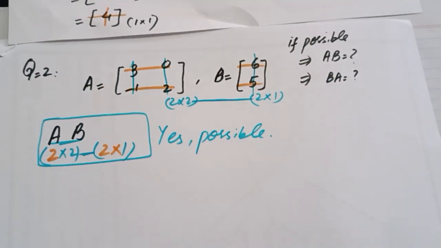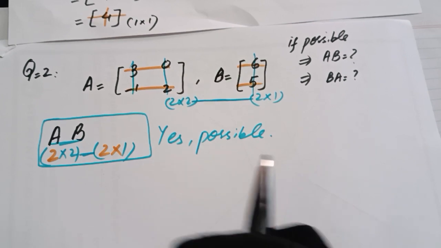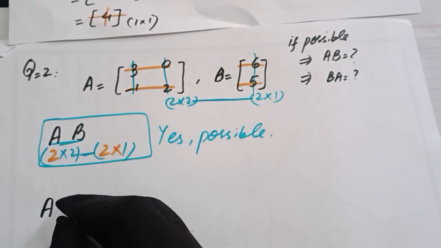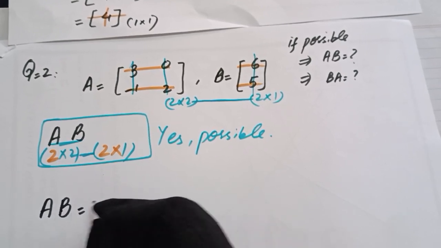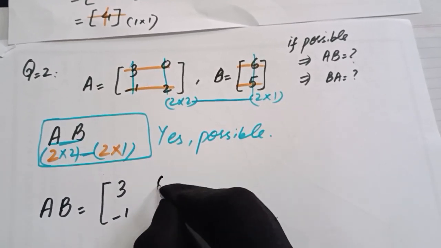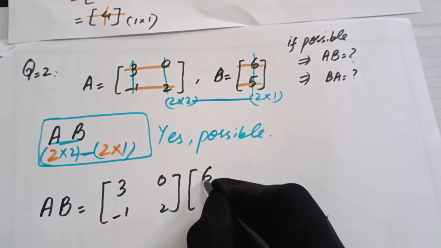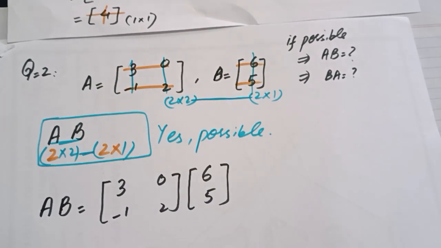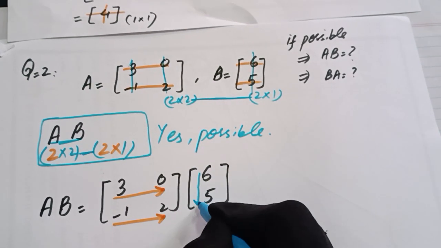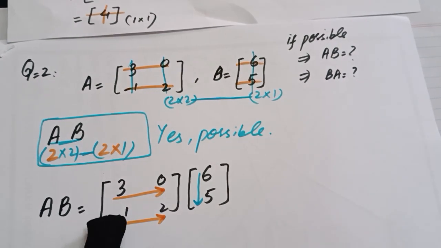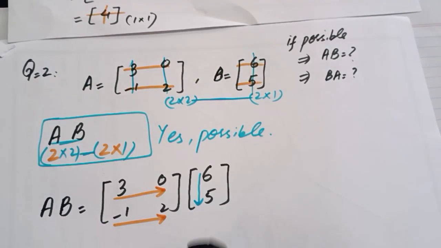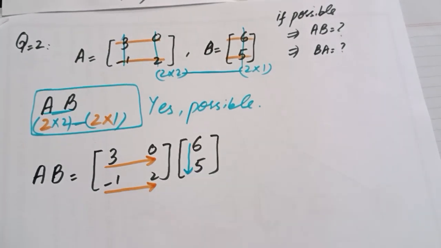Now, if it is possible, we will start multiplication. Before multiplication, write down the matrices again. A, B means first write down the A matrix 3, -1, 0, 2, and then the B matrix 6, 5. As I already told you, for the first matrix make the arrows row wise, horizontal, and in the second make the arrows vertical, column wise. Understand?